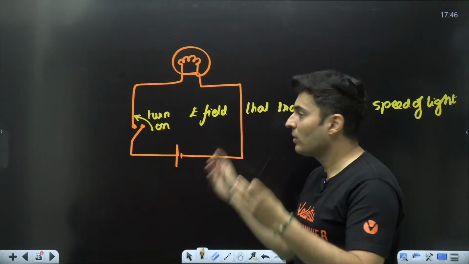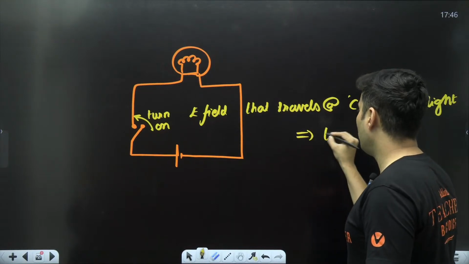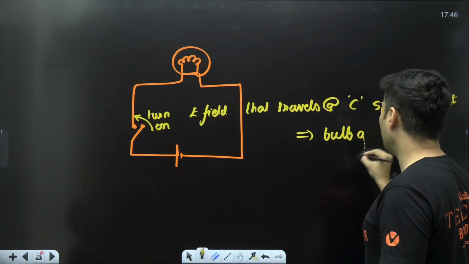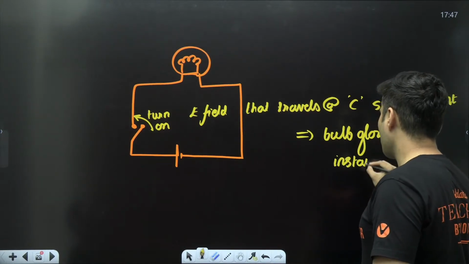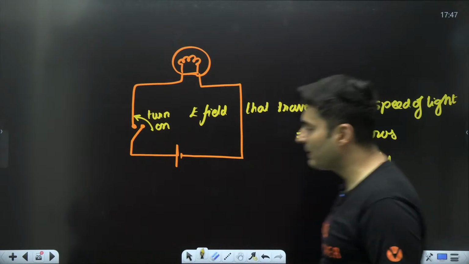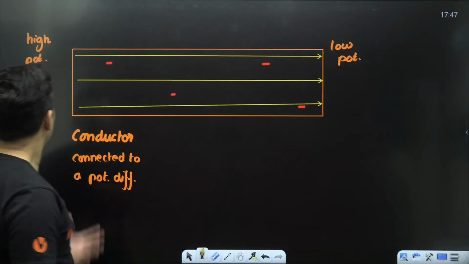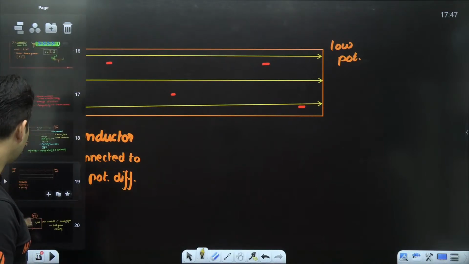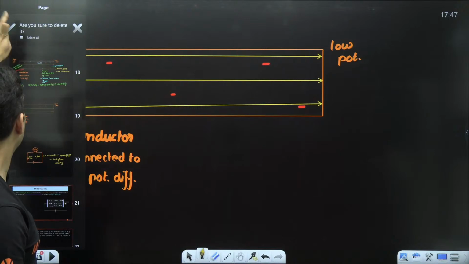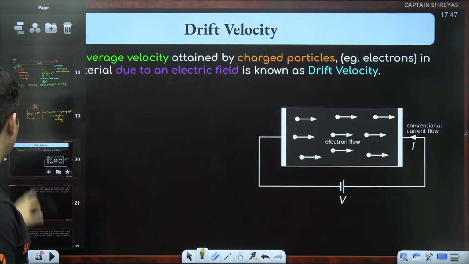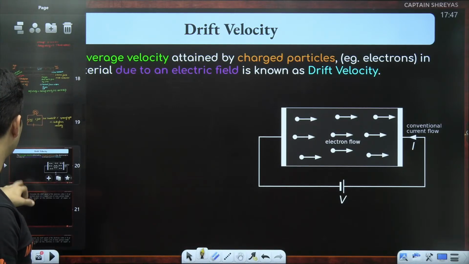So that's how the bulb glows almost instantly. Keep that in mind, a lot of people have this particular doubt. Okay, great. Now, how much is the value of this particular drift velocity? Let's also have a look at it.